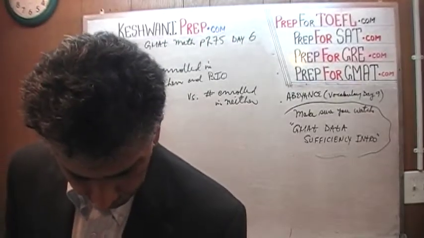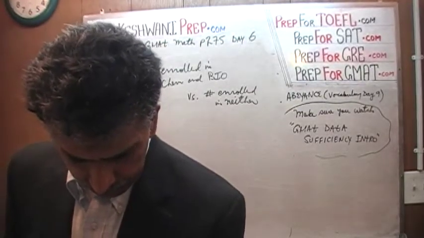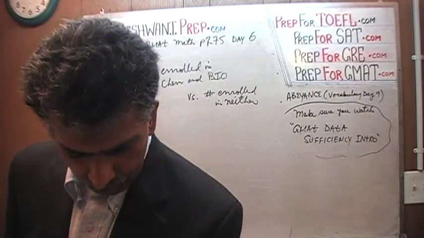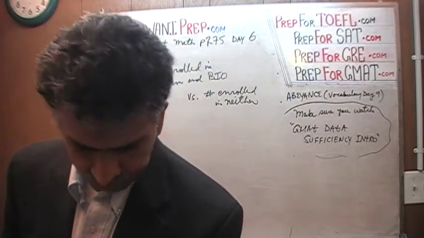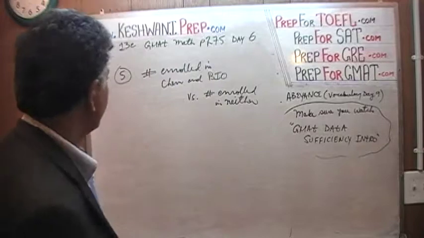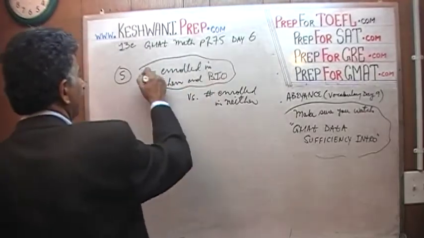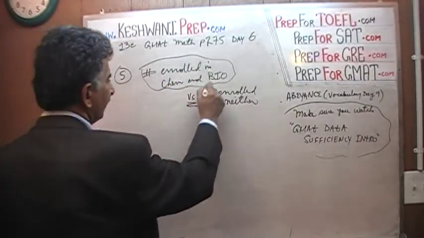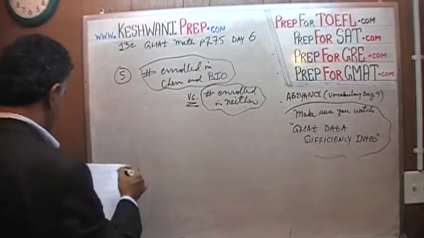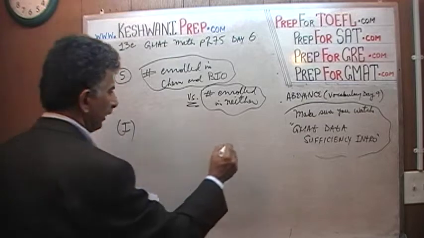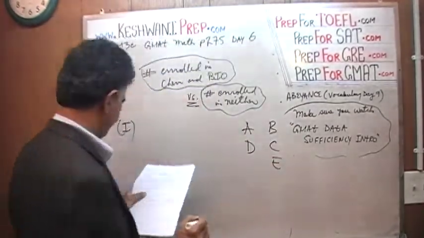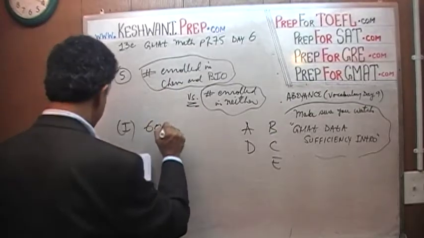Question number 5. In college X, the number of students enrolled in both chemistry course and biology course is how much less than the number of students enrolled in neither. So that's what it is. They want us to compare the number of students enrolled in chemistry and biology versus the number of students enrolled in neither. Let's look at what the first statement tells us. Let's put down here A, D, B, C, E. The first statement tells us there are 60 in chemistry.